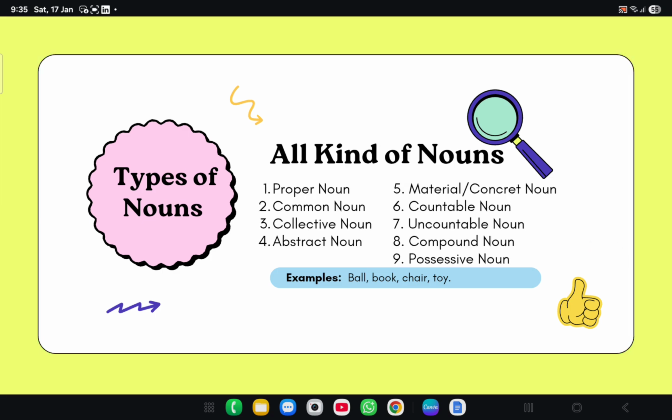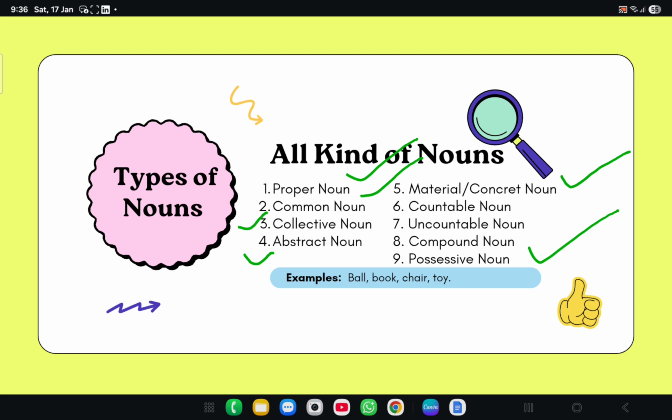Now let's know about all kinds of nouns. One by one we will study here. Here you are looking at nine kinds of nouns. Number 1, proper noun. Number 2, common noun. Number 3, collective noun. Number 4, abstract noun. Number 5, material or concrete.